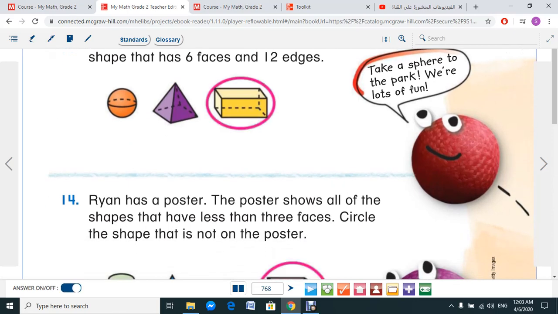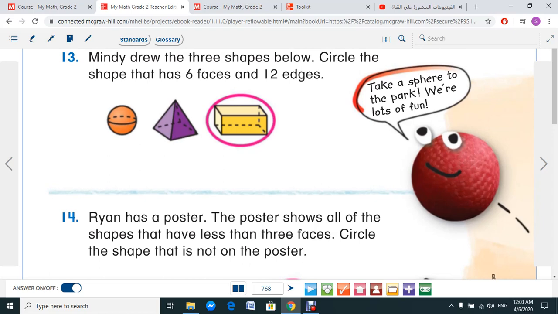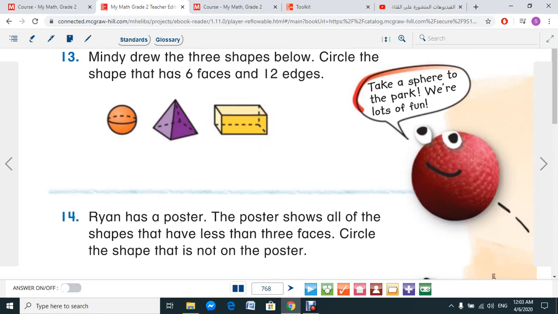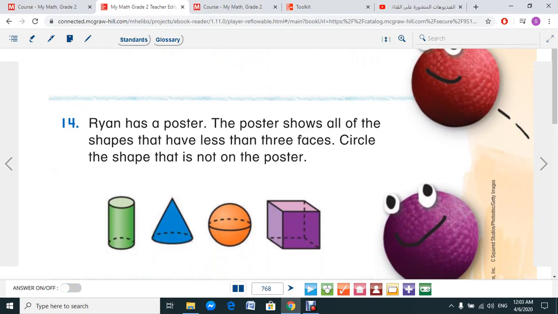Okay? Now, Ryan has a poster. The poster shows all of the shapes that have less than 3 faces. Circle the shapes that are not on the poster. Okay? So they told us that the shapes that have less than 3 faces can stay. But the shapes that have more than 3 faces, he should remove. So let's count. First, this cylinder has 1 face around, 1 up face, and 1 down face. So it has 3 faces. Can it be on the poster? Yes, it can, because 3 and less can be.